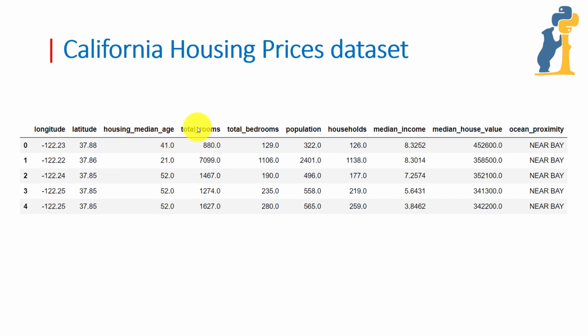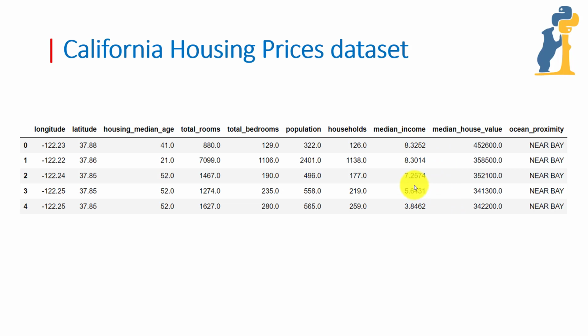For total rooms, it is the total number of rooms within a block. For total bedrooms, it is the total number of bedrooms within a block. Population is the total number of people residing within a block. And for the metric of households, it is the total number of households, or groups of people residing within a home unit, for a block. For the median income, it is the median income for households within a block of houses, measured in tens of thousands of US dollars.